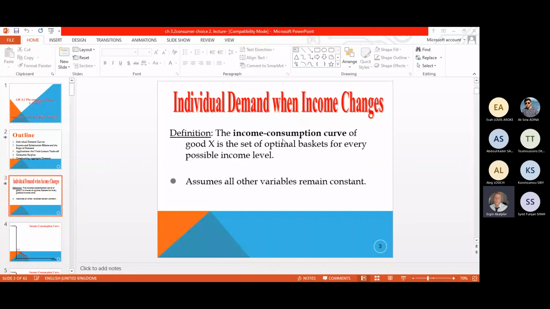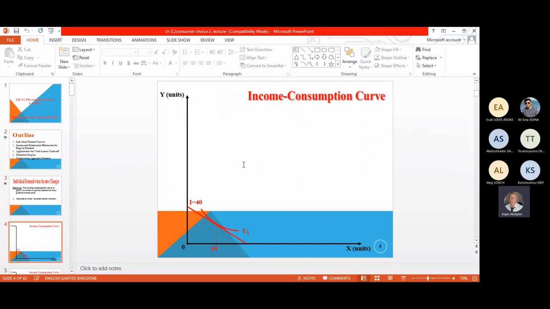The income consumption curve of good X is the set of optimal baskets for every possible income level, and it assumes all other variables remain constant. The rest of the variables, the ceteris paribus, stay intact, not change. Therefore, only the income changes. We want to know how it is affecting and changing the consumer preferences.